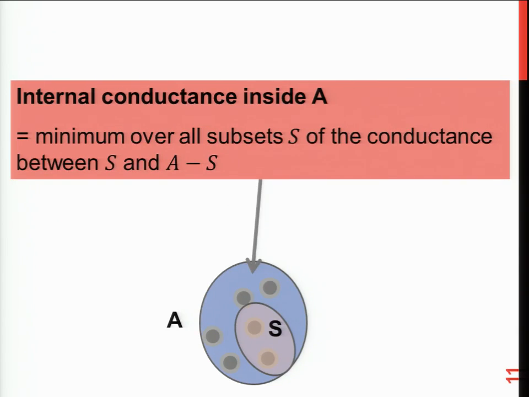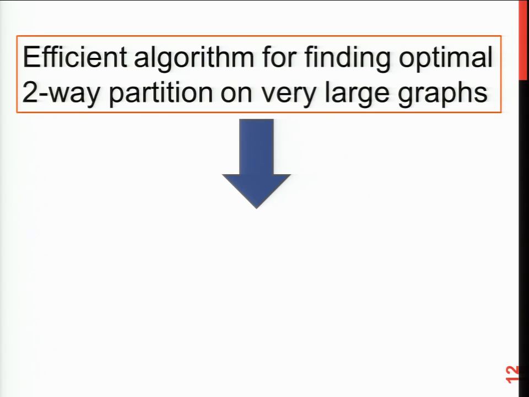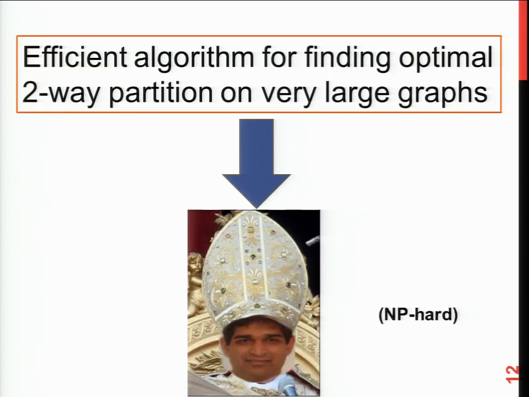Okay, so this is the optimization problem. Unfortunately, there is some sad news. If there is a very efficient algorithm, so formally this means a polynomial time algorithm, an algorithm which runs in time polynomial in the size of the graph, for finding the optimal two-way partition on very large graphs, then it would imply very strange things, like I would become the Pope. It implies absurd things, things which we don't believe can happen.